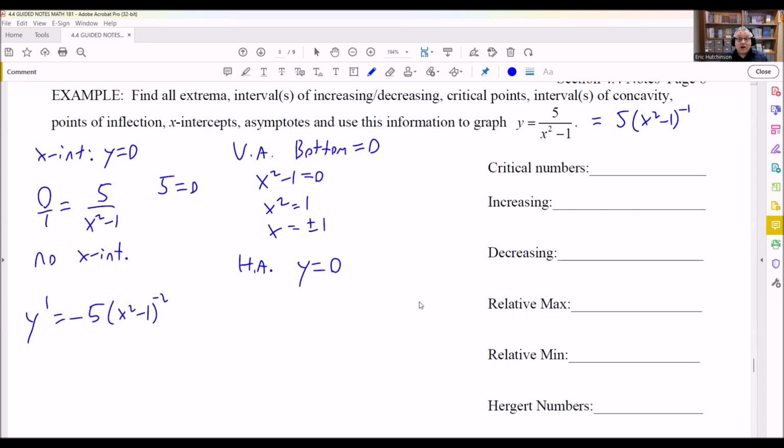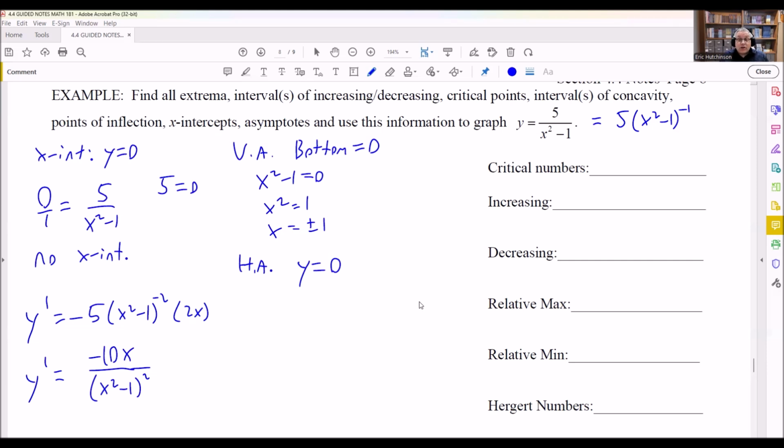Okay, so we get negative 5 times all that to negative 2. That's the derivative of the outside using the power rule. But then we have to multiply it by the derivative of the inside. The derivative of the inside would be 2x. Derivative of the outside times derivative of the inside. Let's rewrite it with positive exponents. That's going to be negative 10x on top over (x squared minus 1) squared. And that would be the first derivative.